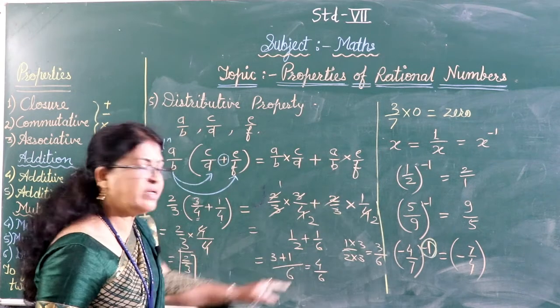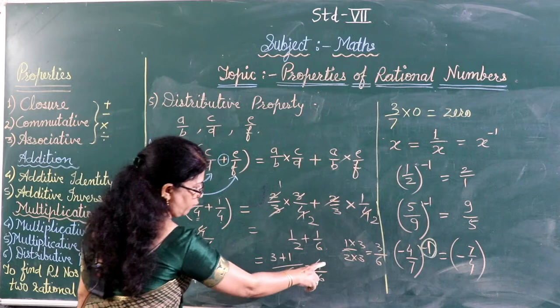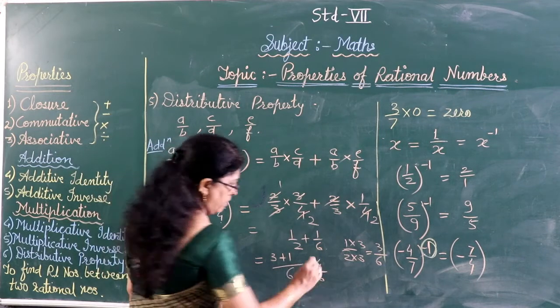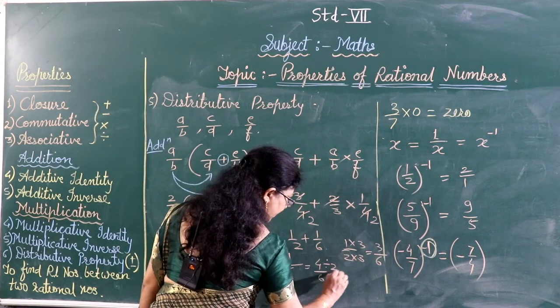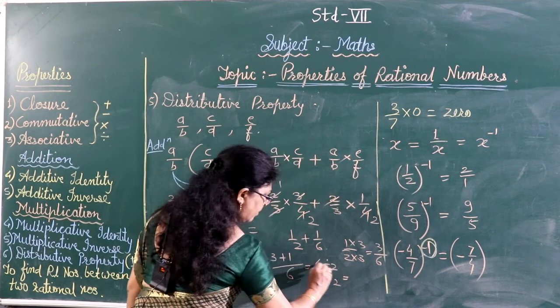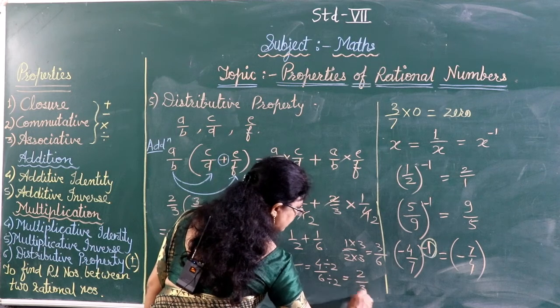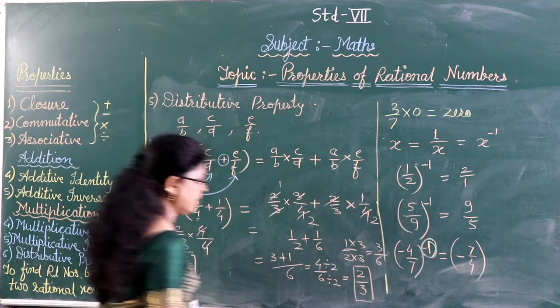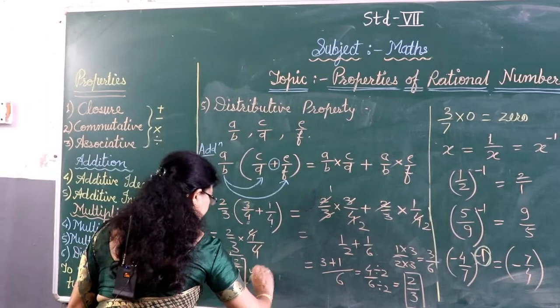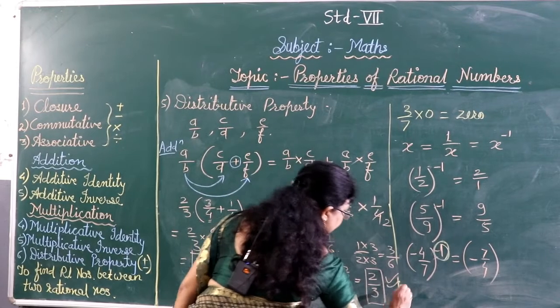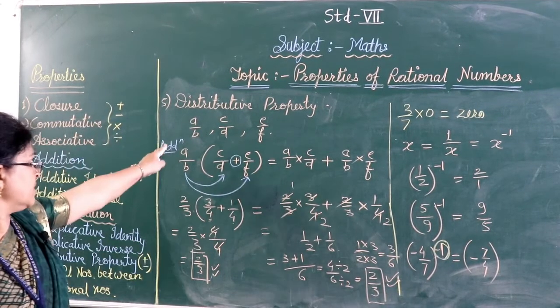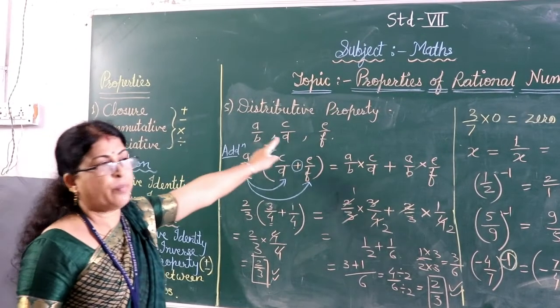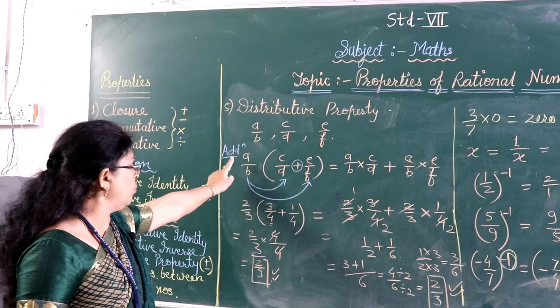Right? Both are divisible by 2. 4 and 6 come in the table of 2, which means they have the common divisor 2. So divide both by 2. What will you get? 2 twos are 4, 2 threes are 6. So at the end you are getting the same answer. See, check. This is equal to 2 by 3. This property holds true. This is called the distributive property over addition.